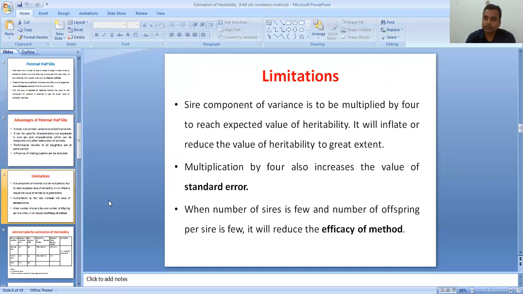Then what are the limitations? Sire component of variance is to be multiplied by 4 to reach the expected value of heritability, and it will inflate or reduce the value of heritability to a great extent. Multiplication by 4 also increases the value of standard error, and again when the number of sires is less and their offspring are also fewer per sire, then it reduces the efficacy of the method or increases the standard error.